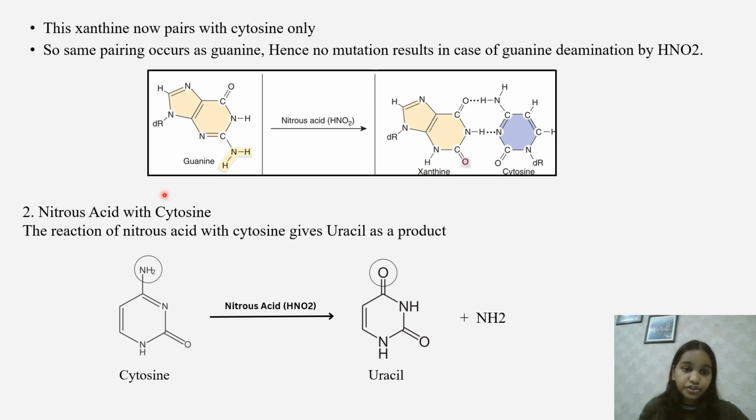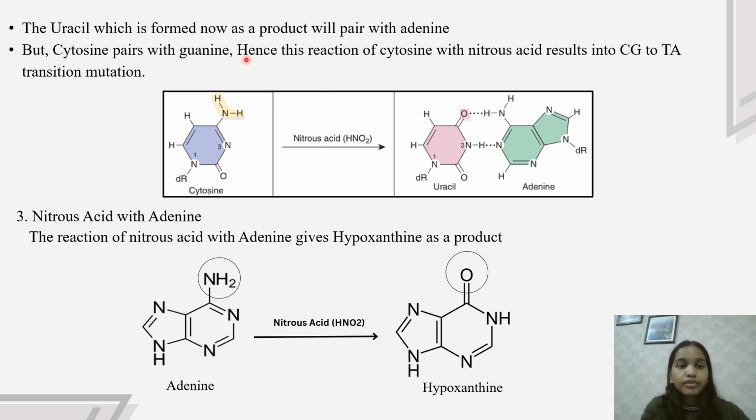But when nitrous acid reacts with cytosine, it forms uracil as the product. And this uracil will now pair with adenine instead of guanine, and hence this results into CG base pair to change into TA base pair. This is also a transition mutation.